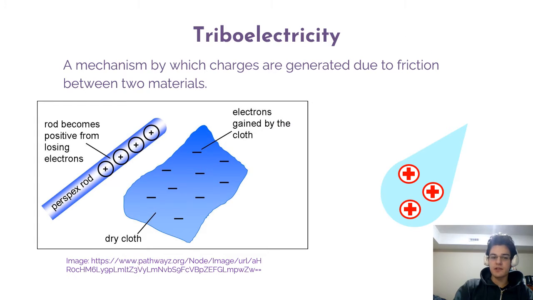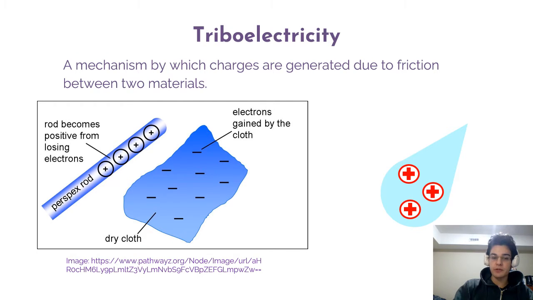First, we need to discuss triboelectricity. It's a particularly interesting phenomenon because while the exact mechanism is not currently understood, it's been demonstrated that its effects can be used to enable energy production. The triboelectric effect is a mechanism by which charges are generated when friction occurs between two materials. This phenomenon is commonly known as static electricity.